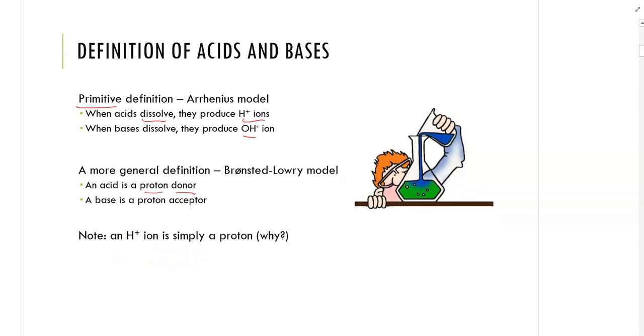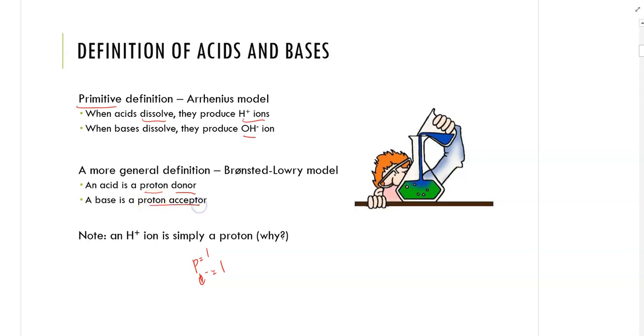Well, again, if you think about it, hydrogen atoms just have one proton and one electron. So when you become an H+ ion, the electron goes away, and you're left with just a proton. Right? An H+ ion is just a proton. So we consider that to be the thing that's being donated here. And an acid, therefore, is a proton donor, whereas a base is a proton acceptor.